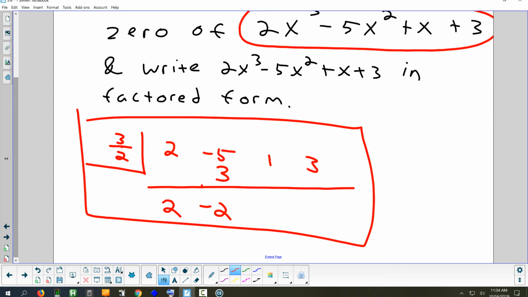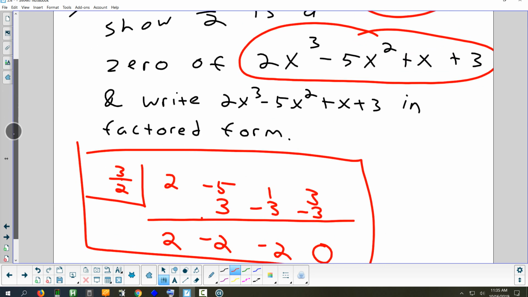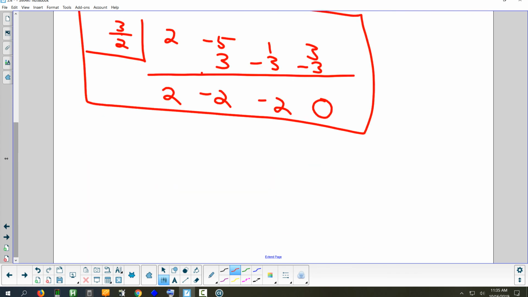So now multiply, what's 3/2 times -2? -3. Put the answer there and add. What's 1 plus -3? -2. One more time. -2 times 3/2. No, 3. 3. -3. And what's 3 plus -3? 0. Based on what the problem was telling you to do, what do you think that 0 is? Yep. That's my remainder.